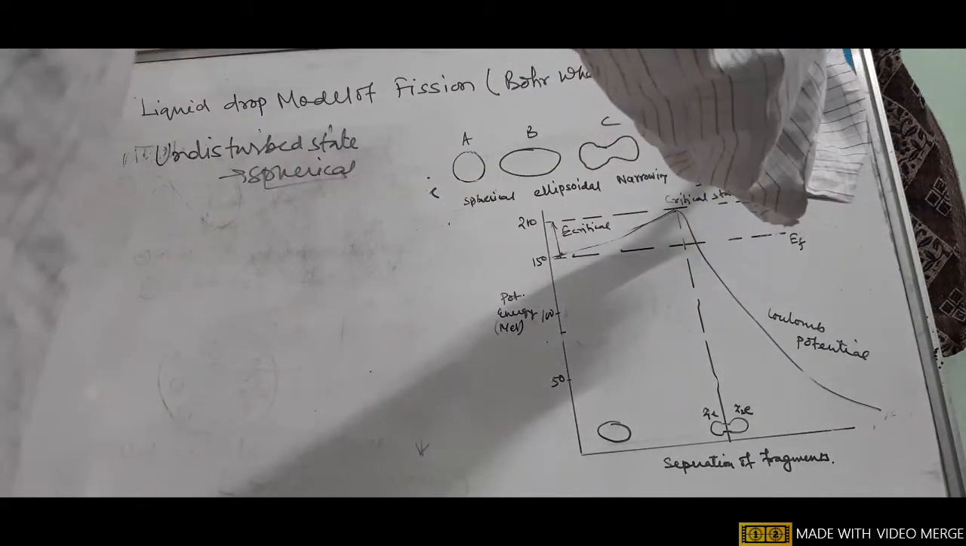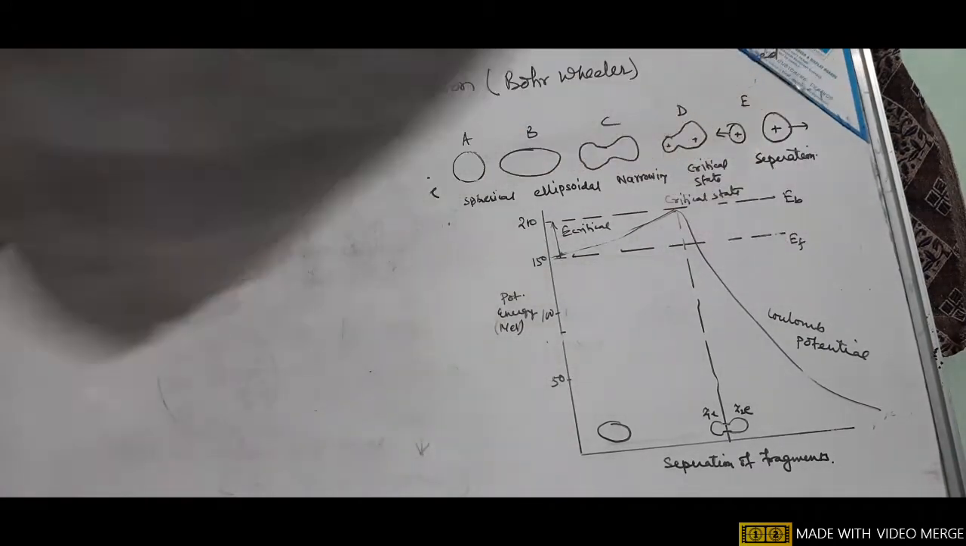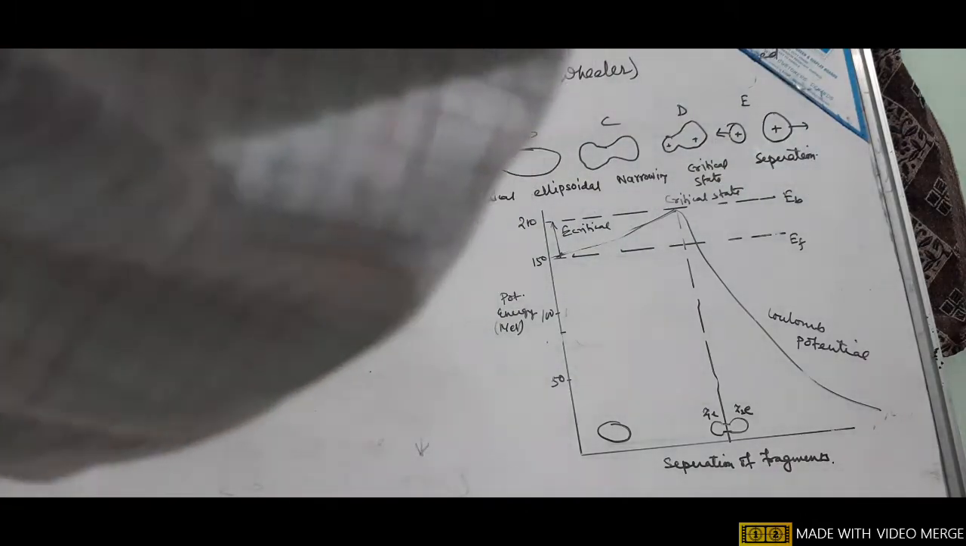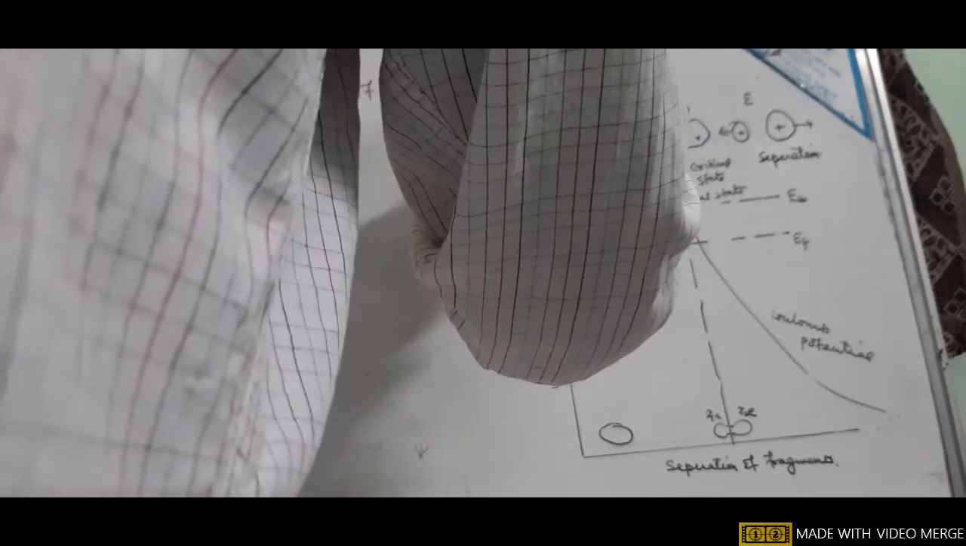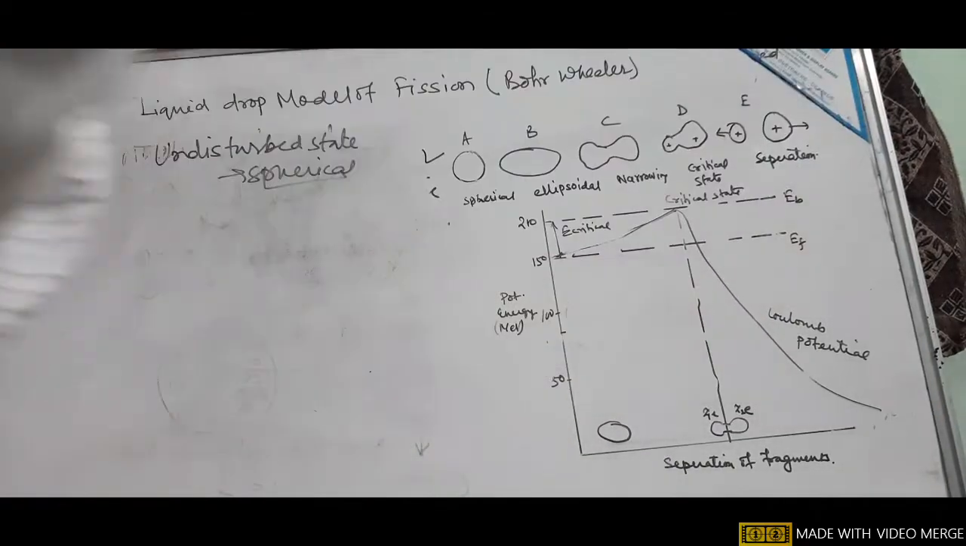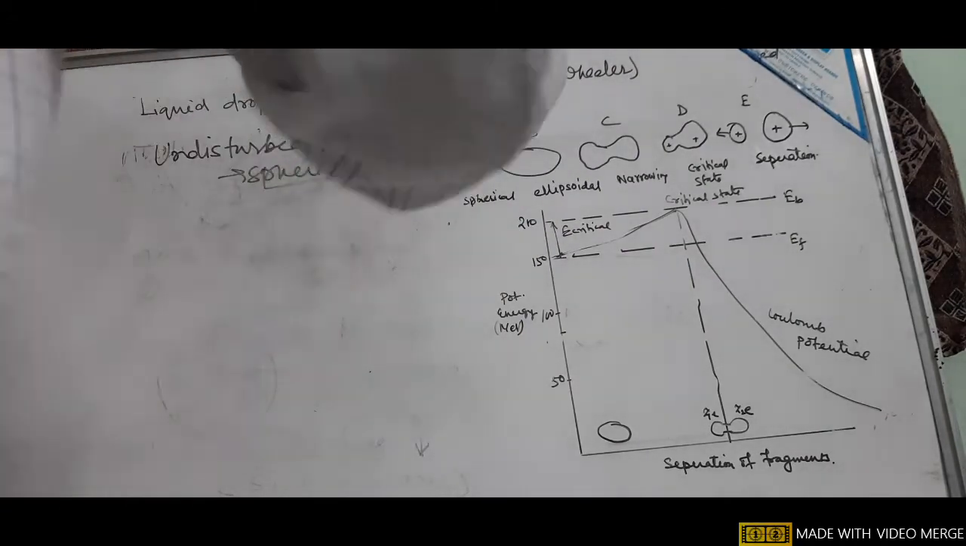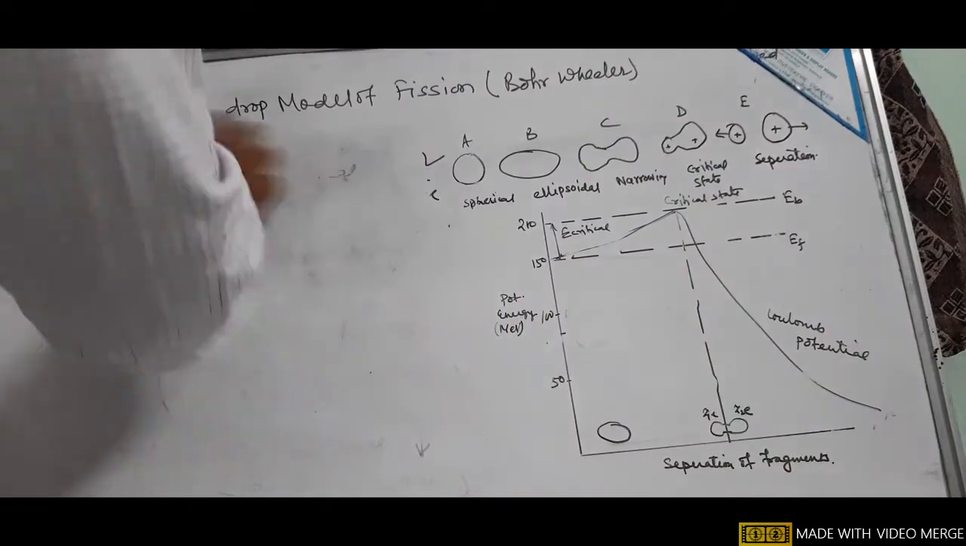So finally it breaks at the neck, and we get the two intermediate nuclei. Now we will discuss the mathematical analysis. This is the symmetry, how one big sphere is converted into two smaller nuclei. So what is the mathematical analysis, what is the Bohr-Wheeler theory, that we will discuss.